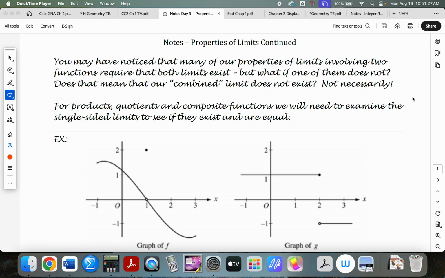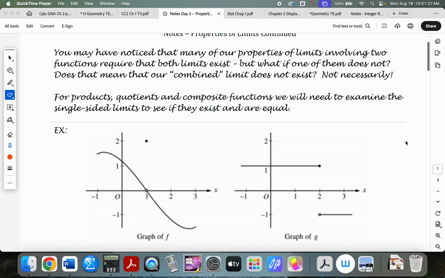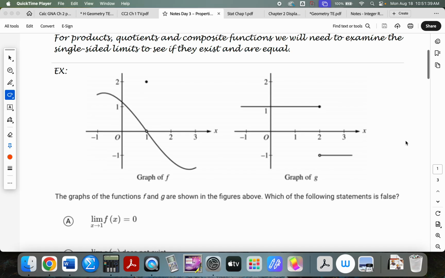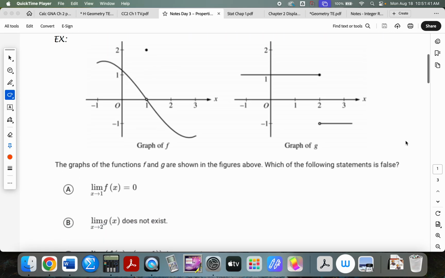So if you have two functions for a limit that you're looking for, if one of them doesn't exist, you're going to have to look from the left and the right of whatever that composite is. So let's take a look at this. The graphs of f and g are shown in the figures above. Which of the following statements is false?